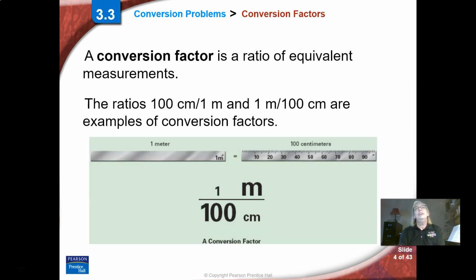So for example, 1 meter is 100 centimeters. That's a conversion factor, and we usually write it as a fraction like this. So 1 meter over 100 centimeters is called a conversion factor, and we can use that to figure out, if we had a certain number of centimeters, how many meters that is. So the smaller number is up there with the larger unit, and the larger number is down on the bottom with the smaller unit, and they're equivalent to each other. So 1 meter is the same thing as 100 centimeters.